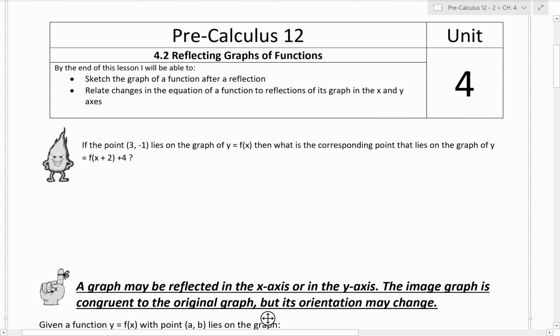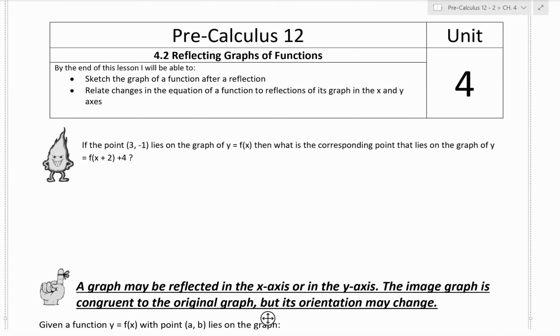Hey, welcome back. We are looking at 4.2 today, which is reflecting graphs of functions. So here's the warm-up question. Before we go on to the new stuff, why don't you give it a try and see how that goes. Okay, I'm assuming you're finished.